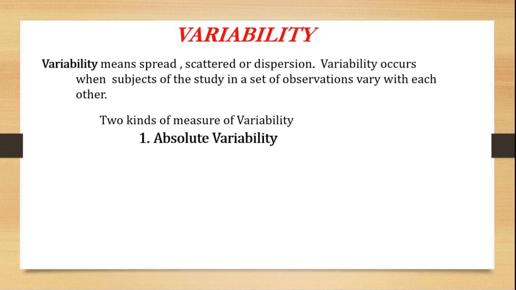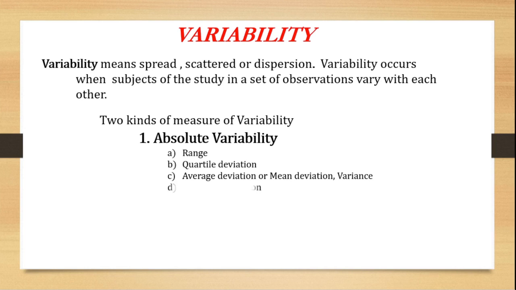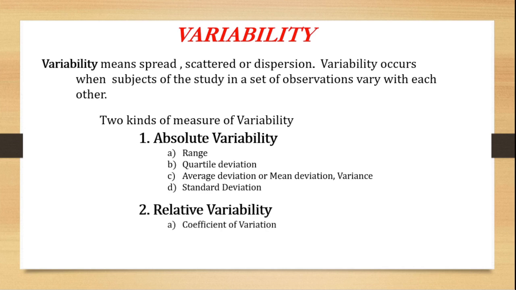The first is absolute variability, which are the range, quartile deviation, average deviation or mean deviation, variance, and standard deviation. The second kind of variability is what we call relative variability, which are the coefficient of variation, coefficient of quartile deviation, and coefficient of mean deviation.